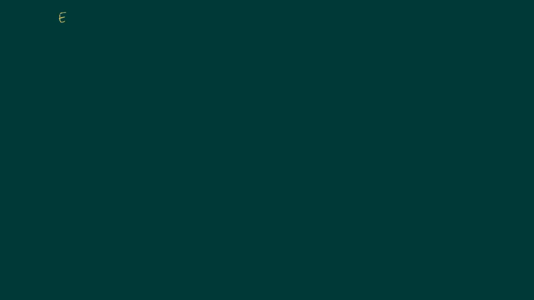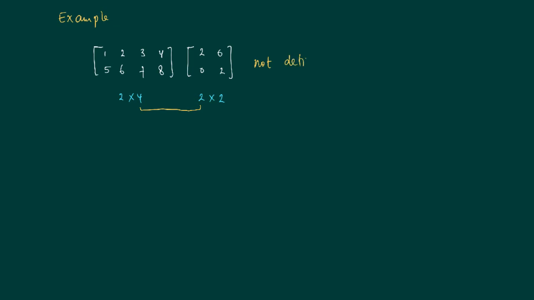Now we look at some examples of matrix products. Suppose we have a matrix 1, 2, 3, 4, 5, 6, 7, 8. This is a 2 by 4 matrix. And we try to multiply it with the matrix 2, 0, 0, 2. Is this going to work? We have a 2 times 4 matrix and a 2 times 2 matrix. We immediately see that the inner dimensions do not agree. So we try to multiply these matrices, but it's simply not defined.